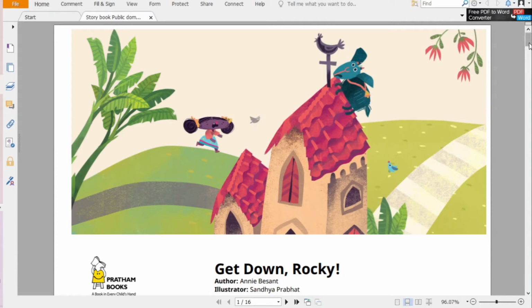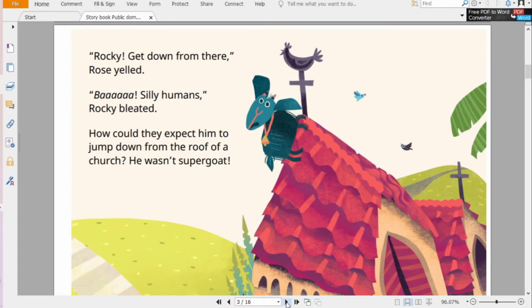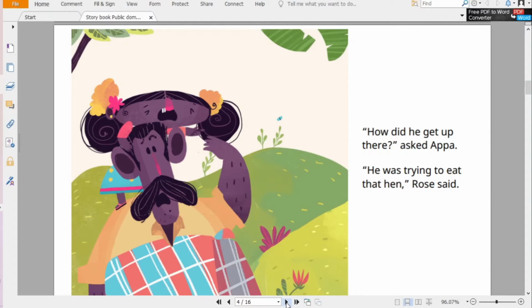So you can continue from one page to the other. First, just leisurely go through the pictures one by one. Let the child explore, let the imagination, creative juices flow.